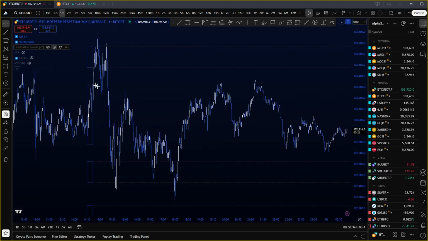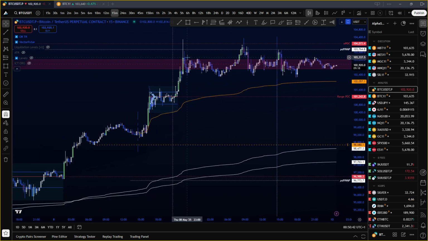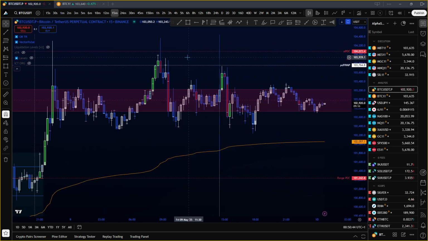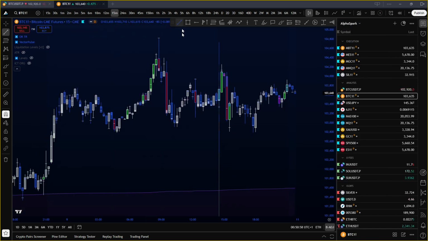I just noticed, Bitcoin on Binance took the lows here. These were the lows that I wanted to be taken out, and it did take them, but not on CME.